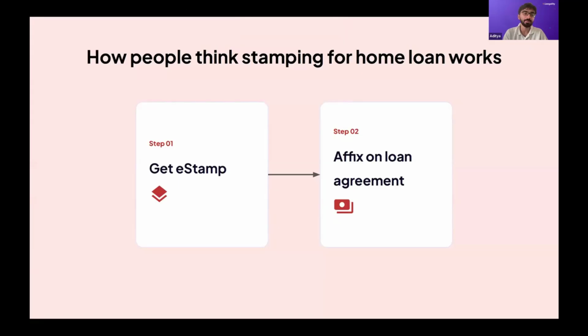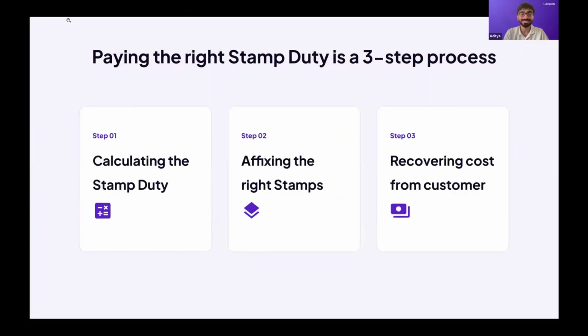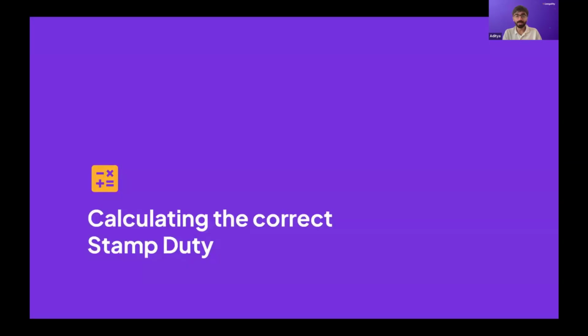Because paying the right stamp duty actually involves three core steps. One is calculation of the correct stamp duty. Two is affixing the right e-stamps once you've calculated it. And three is, of course, recovering the cost from the customer. Because remember, stamp duty amounts are significant when it comes to housing loans and property loans in general. Let's cover these one by one. We'll tell you the practical issues surrounding this, as well as give you clear operational guidance.